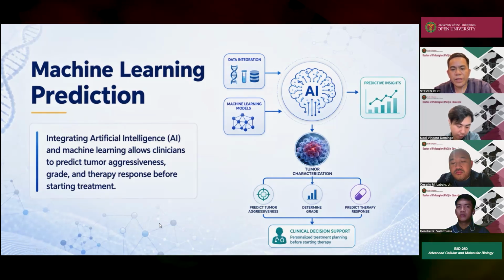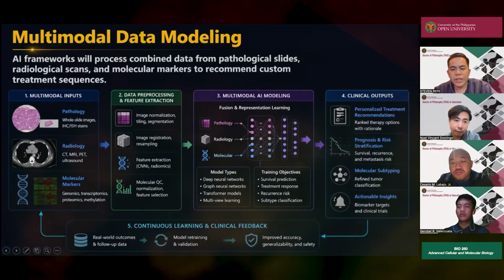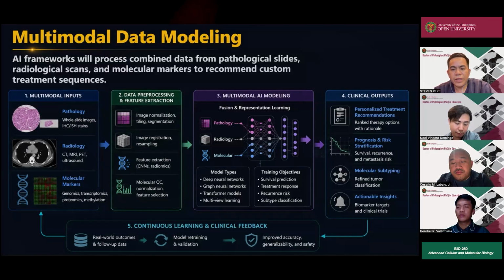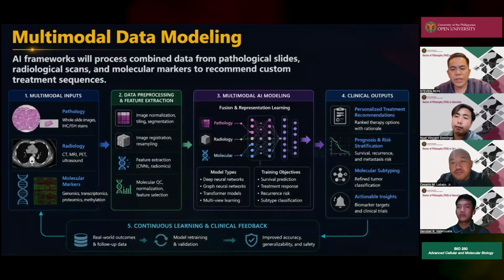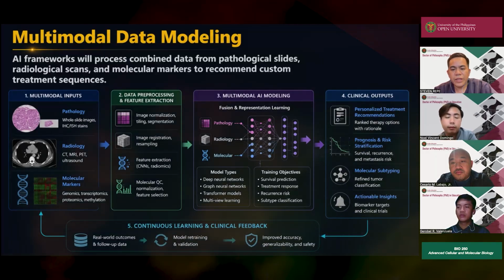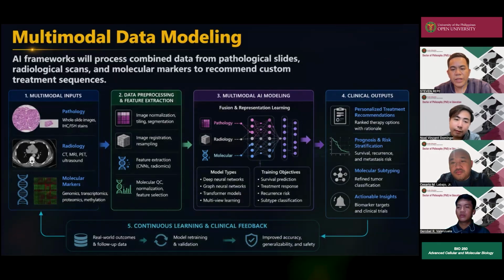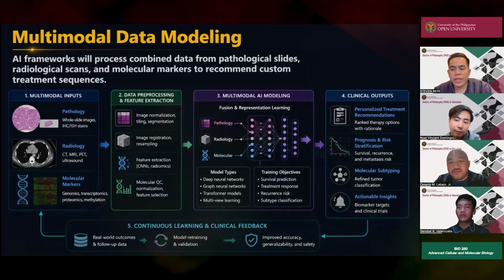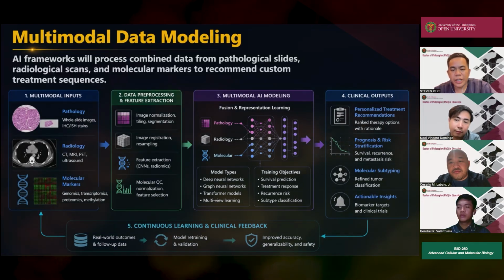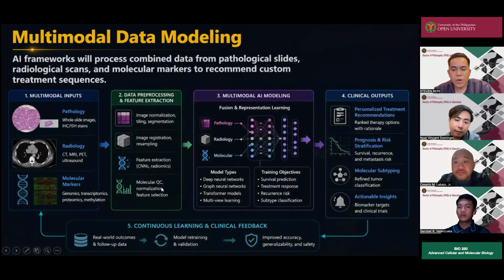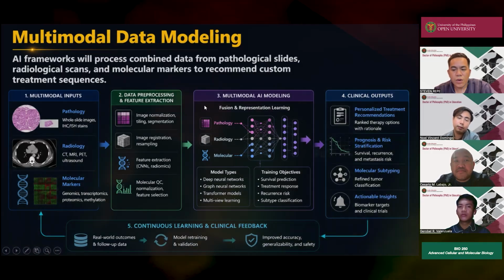We also have the multimodal data modeling. Multimodal data modeling combines the information from pathology slides, radiology, and molecular markers. It can help recommend customized treatment sequences. And in simple terms, it connects what the tumor looks like, where it is located, and what changes it carries. Next slide, please.